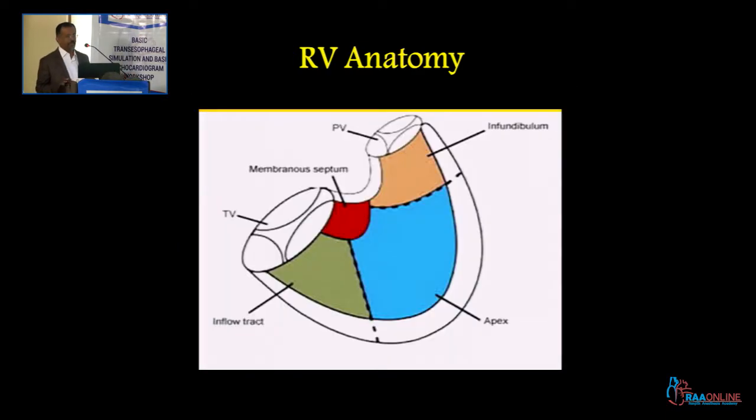The RV is divided into three parts. The inflow, which involves the tricuspid valve with the chordae and the papillary muscle, the trabeculated apical myocardium, and the smooth outflow myocardium or the infundibulum. This is from Gour and Lilly.